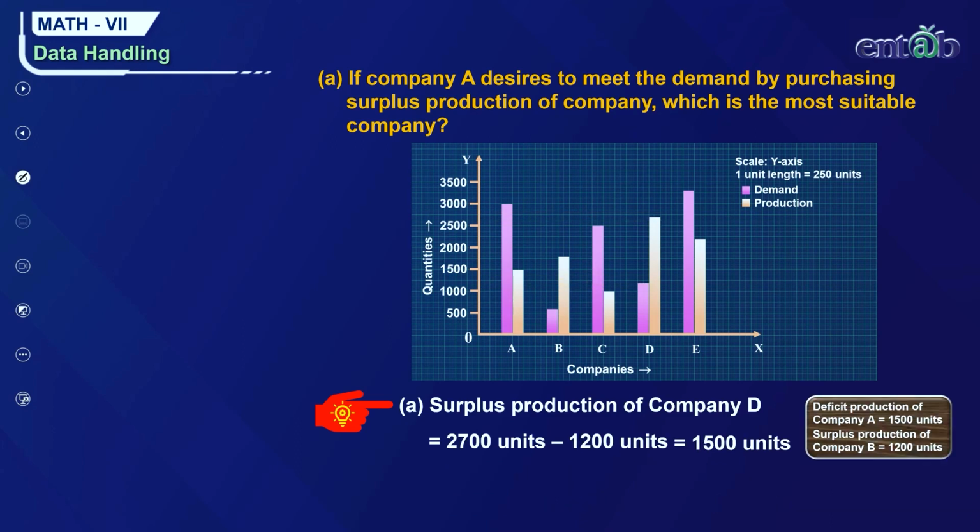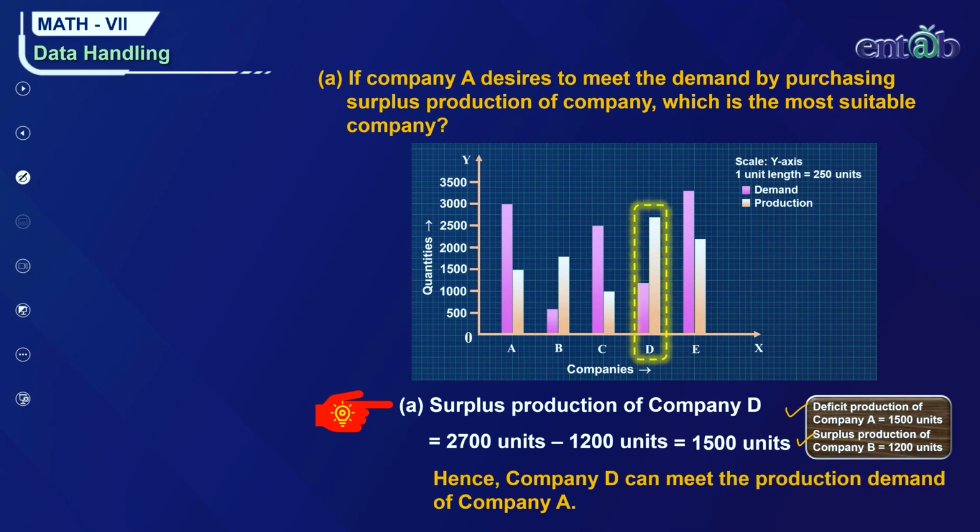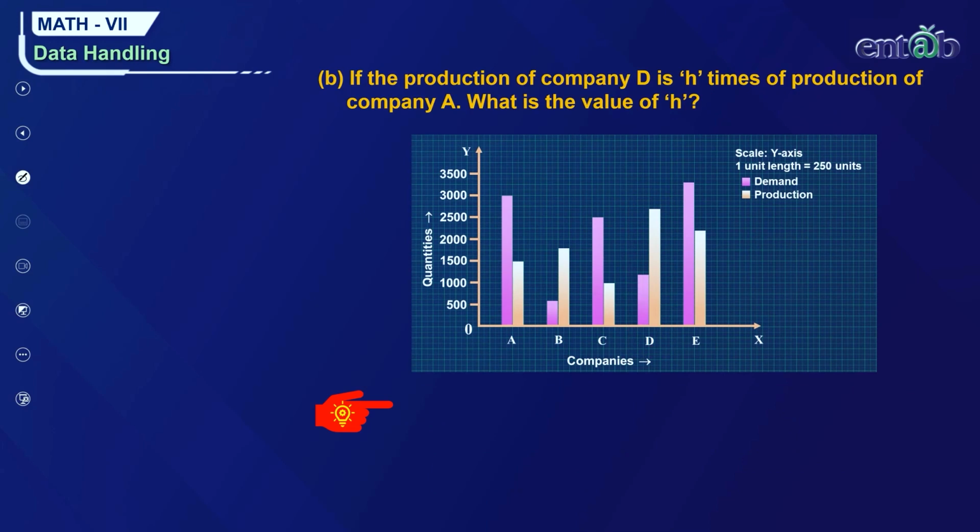Now, it shows that the surplus of company D is 1500 units. Surplus of company B we have already found out, 1200 units. And how much does company A require? Company A is having deficit production of 1500 units. So, which is the most suitable company? That is company D, because that one company will complete the deficit production of company A. Let's look at the next question.